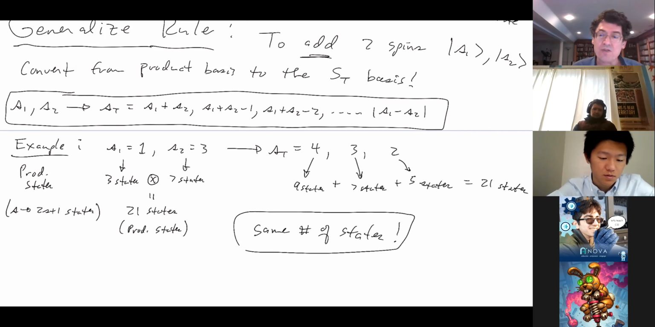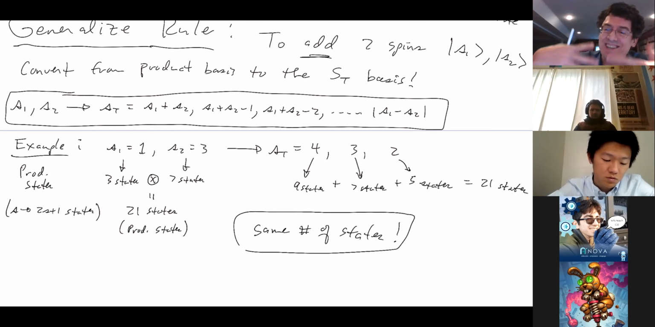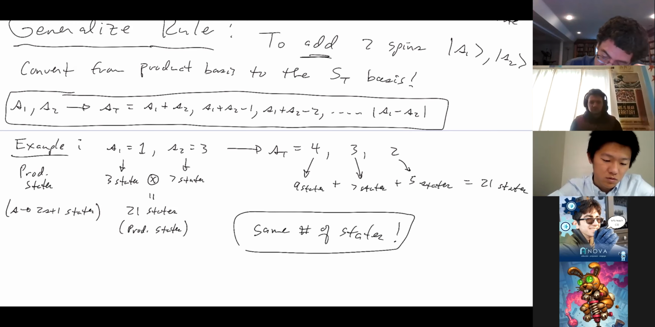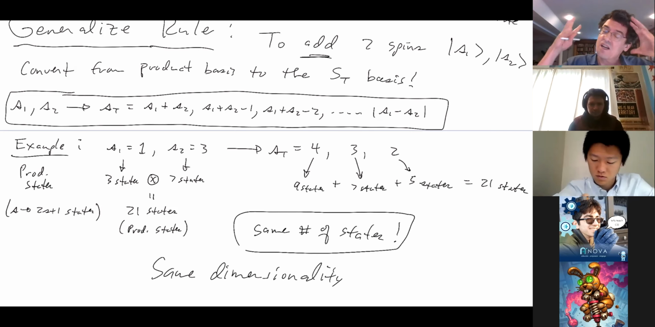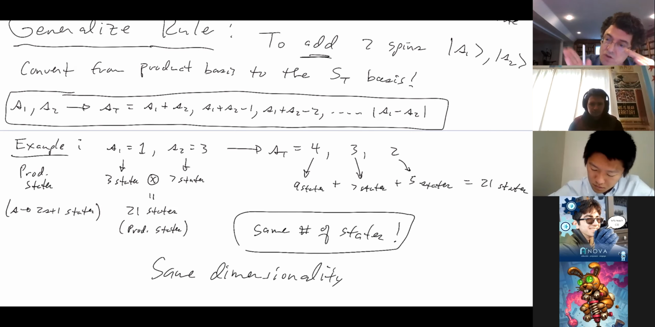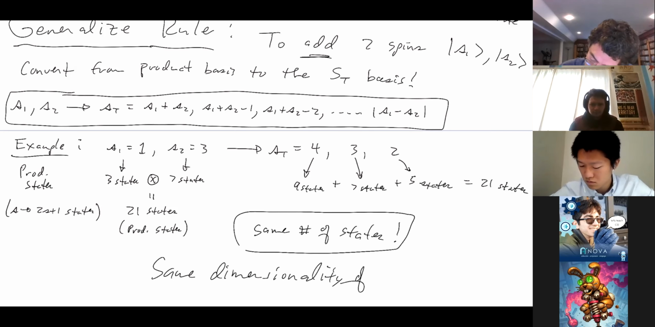In linear algebra, you know that if I have a vector space and I diagonalize it with one basis set, I get a bunch of states, which is the dimension of the vector space. But if I then convert to another set of basis states, I always have the same dimensionality, the same number of states. I'm really stressing this point to drive home the idea that addition of angular momentum is simply a conversion from one set of basis states to another, with the same dimensionality of the spin vector space.